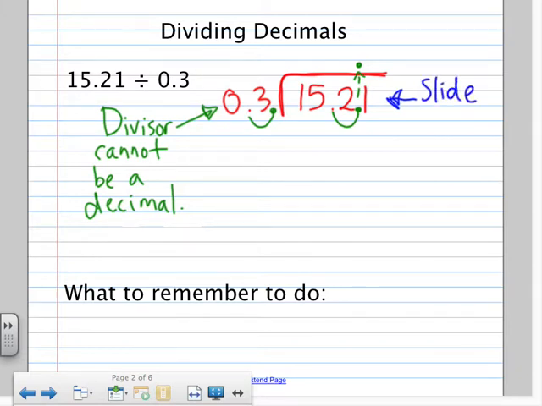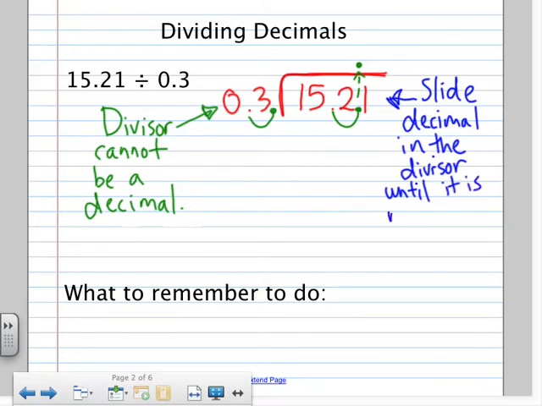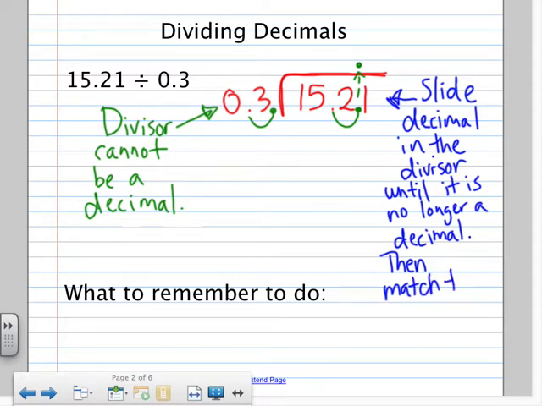Slide the decimal in the divisor until it's no longer a decimal, right? No longer a decimal. And then we're going to match it, do the same thing in the dividend. Then match the decimal movement in the dividend.